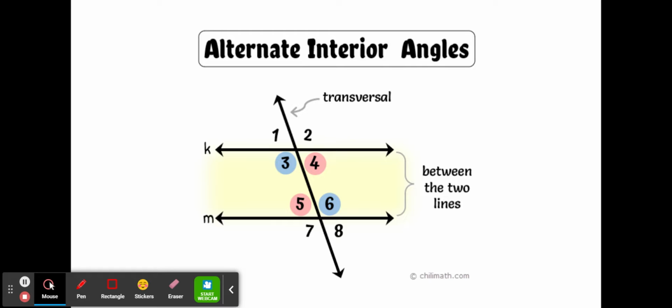Alternate interior, again, we've got that transversal and parallel lines, but the alternate interior angles are between the parallel lines. Still alternate on either side of the transversal, so 4 and 5, 3 and 6. And those are congruent as long as the lines are parallel.